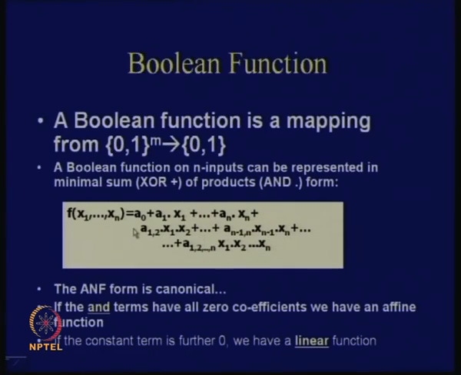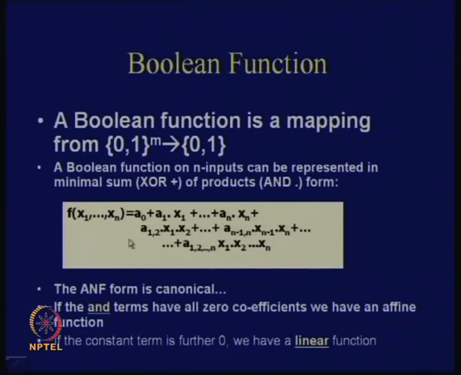Then you have got a0 XORed with a1 x1 and so on till an xn. So apart from this, all the other terms go to 0. So therefore, this equation which is remaining is actually an affine equation. Okay. So if this a0 value, that is the constant value, also goes to 0, then you have got only these terms, and then it actually becomes a linear equation, a linear function. Okay.